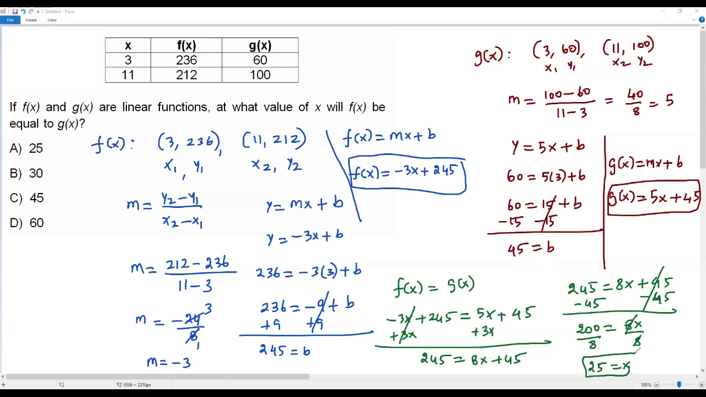Okay, now I got the value of x, that is x equals 25, for which the given two linear functions f of x and g of x are equal, and we find this value of x, that is 25, in option A. So the correct answer choice for this question is option A.